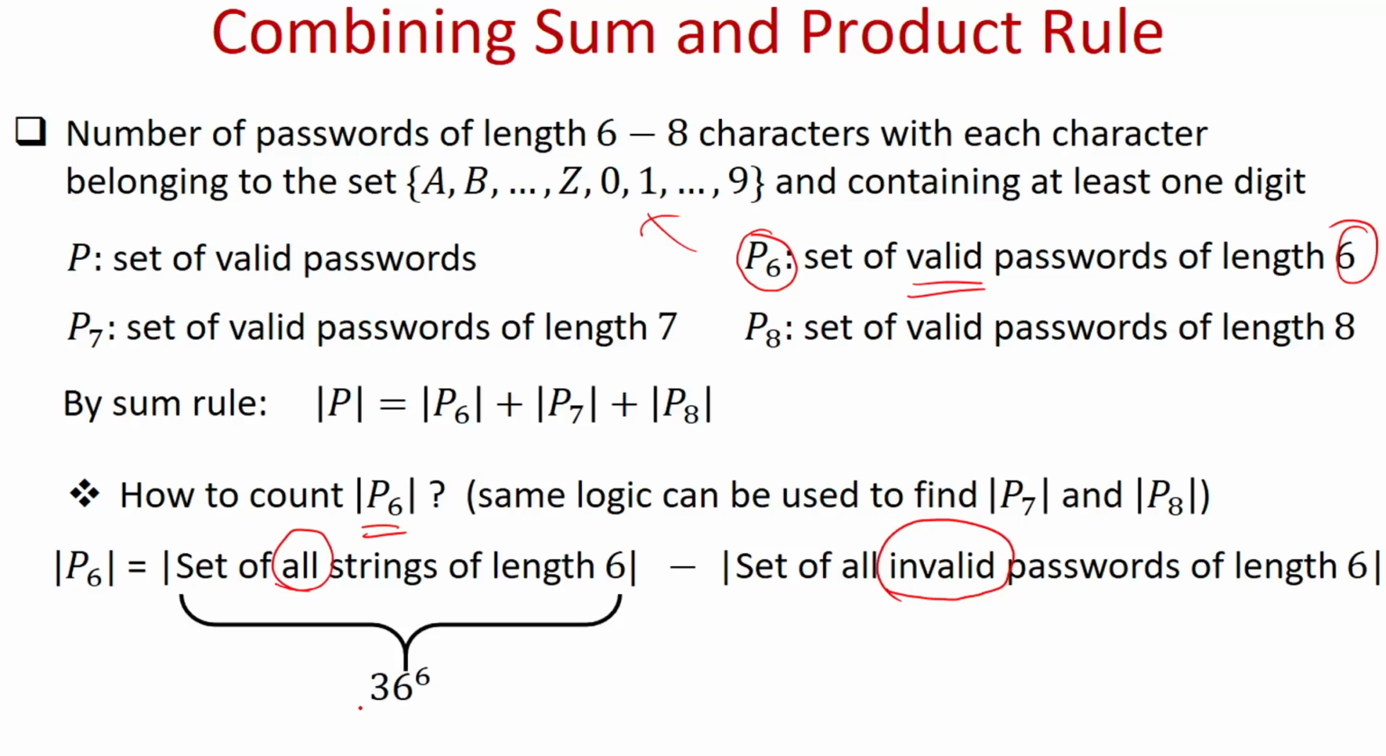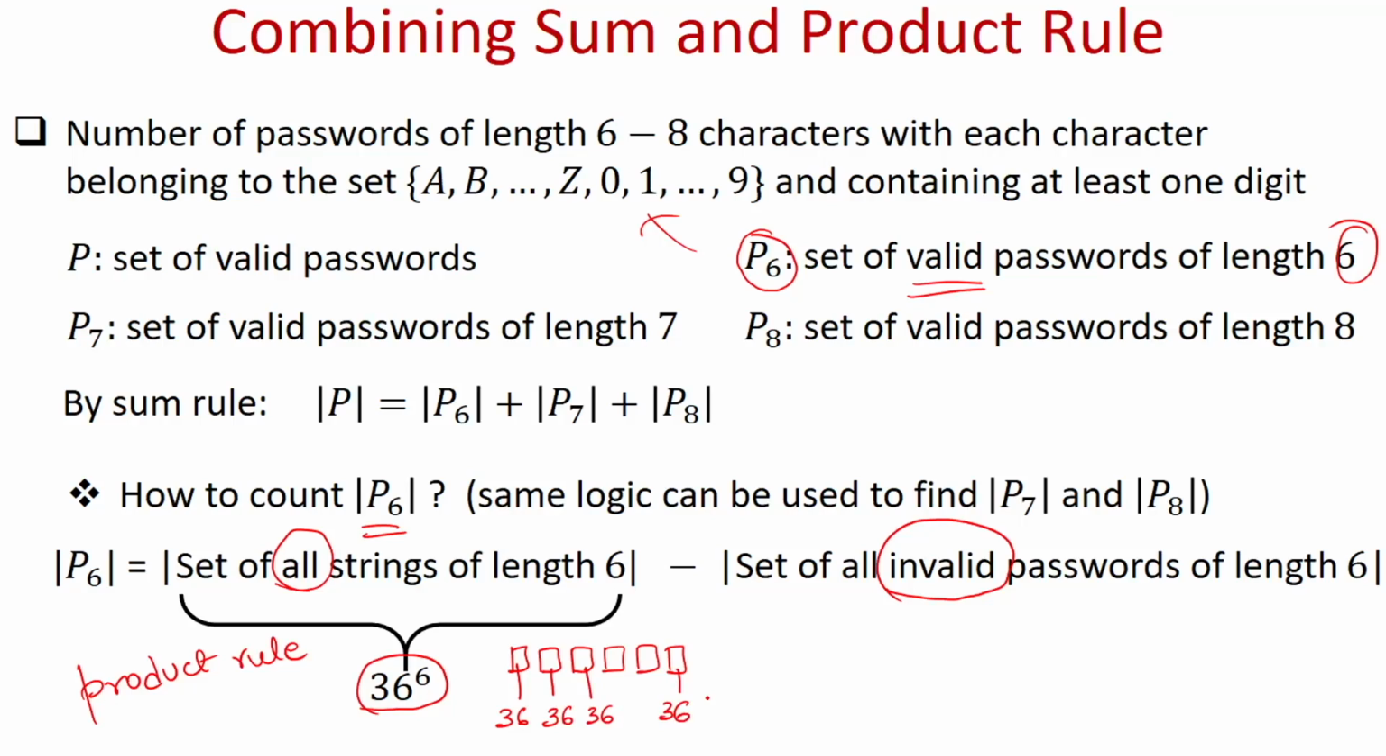Well, it is 36 raised to power 6, and this I get by applying the product rule. Why 36 raised to power 6? Because I have 6 positions to fill. That means I can identify 6 subtasks, and at each position I have 36 options. I can either fill an English character, so 26 possibilities, or any of the 10 digits, right? So imagine you have 6 slots here. At the first slot, I have 36 options to fill. At the second slot, I have 36 options, and like that, at each of the slots, I have 36 options. So that's why 36 raised to power 6.